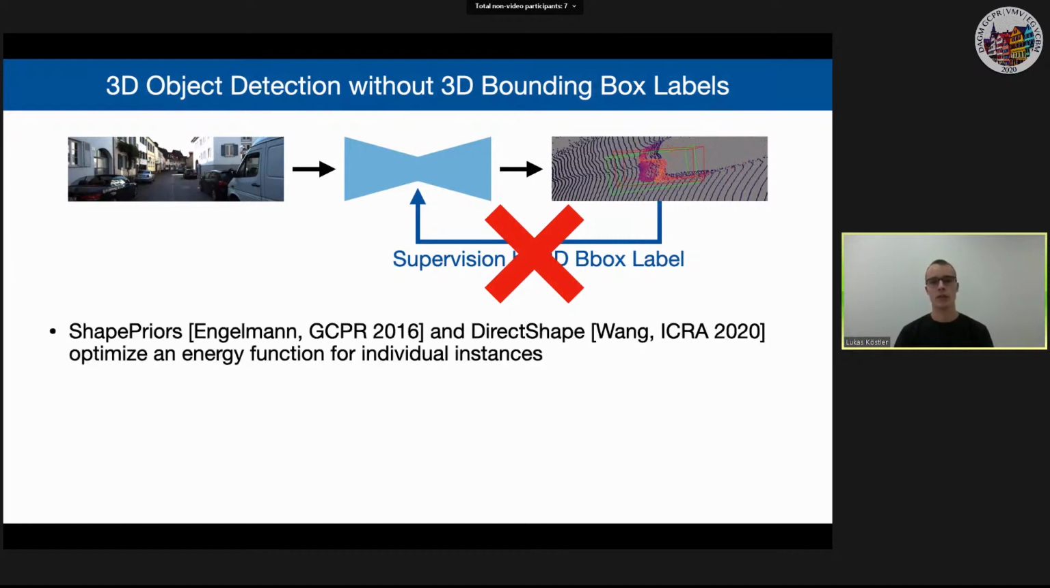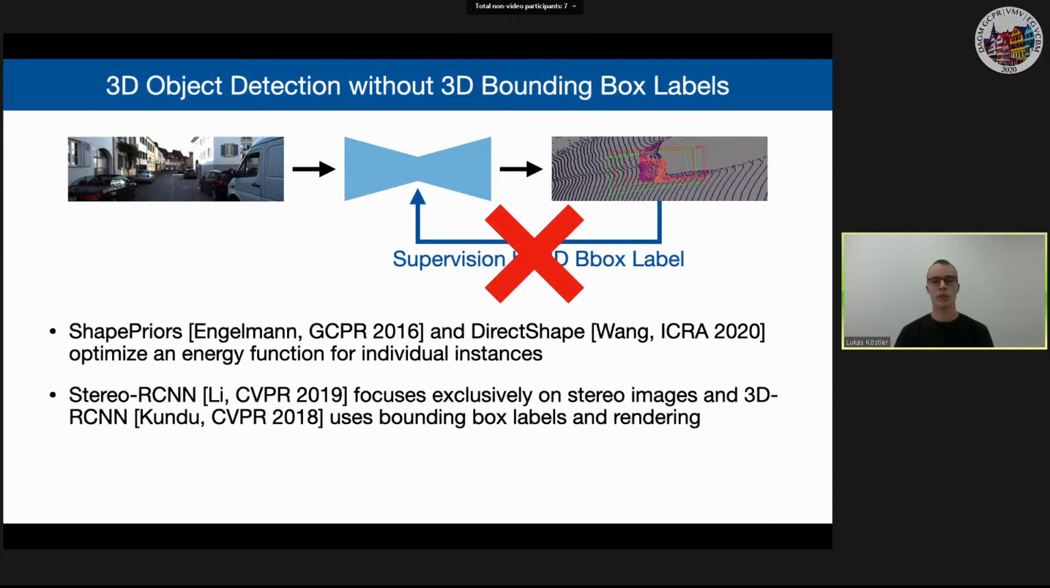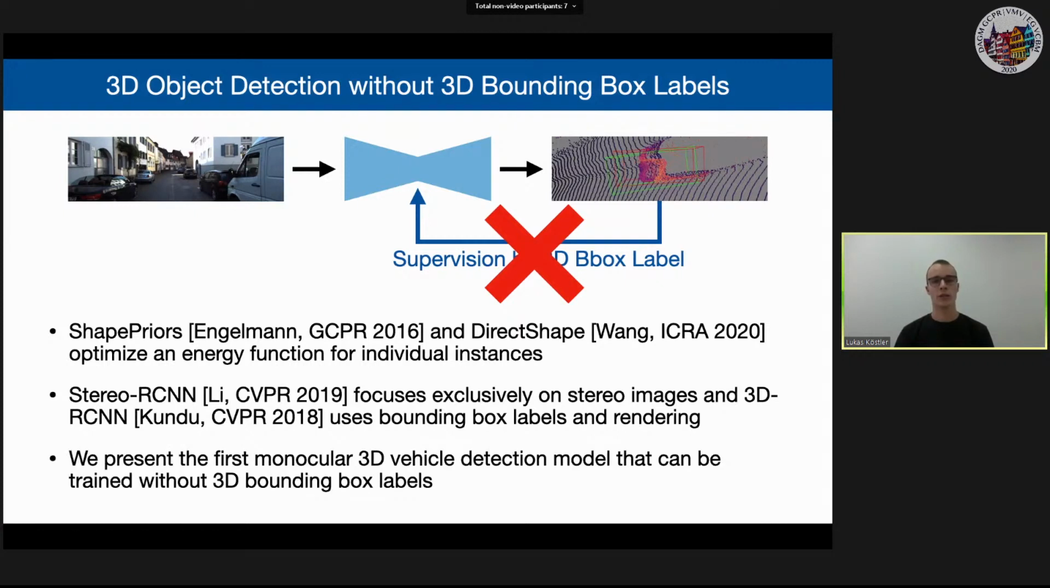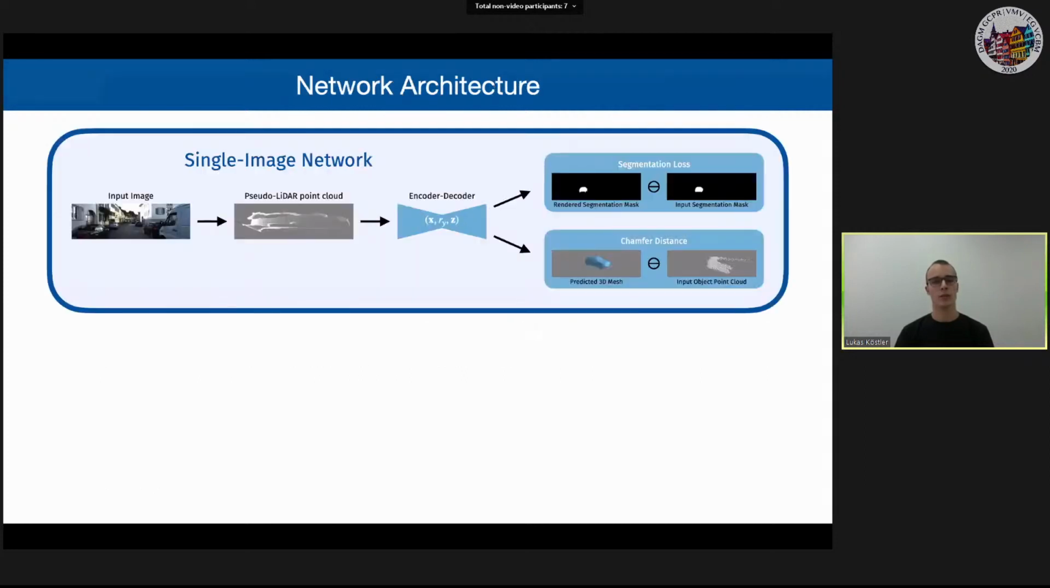Non-learning methods that optimize an energy function for individual vehicles do not require bounding box labels because no training is involved. These methods can deliver strong results, but are unable to leverage data through learning. On the other hand, previous work on label-less learning-based 3D object detection has either focused exclusively on the stereo setting or used label-less loss functions together with bounding box labels for supervision. In contrast, we present the first monocular 3D vehicle detection model that can be trained without 3D bounding box labels. Next, we explain our network architecture and training procedure that enable label-less learning.